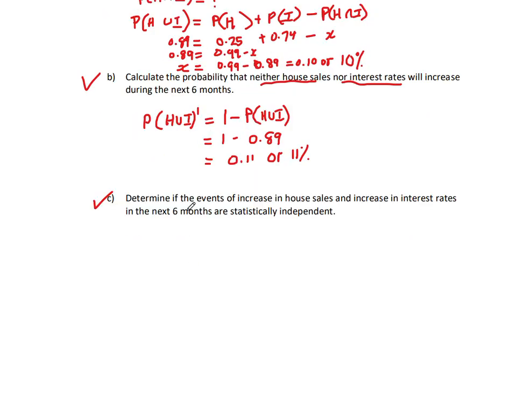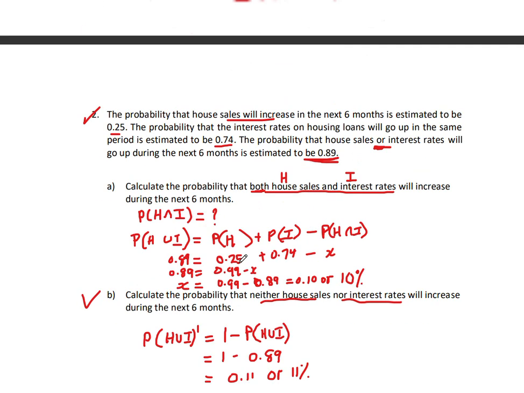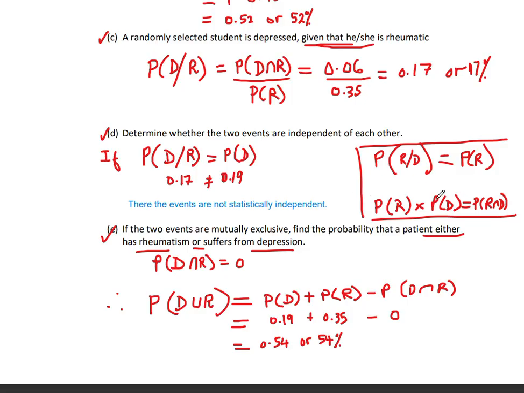Now we're asked to determine if the increase in house sales and the increase in interest rates over the next 6 months are statistically independent. In the previous question, I stated some of the conditions for statistical independence. The condition that you use to establish whether two events are statistically independent or not will many times depend on the information that you are given in the problem.